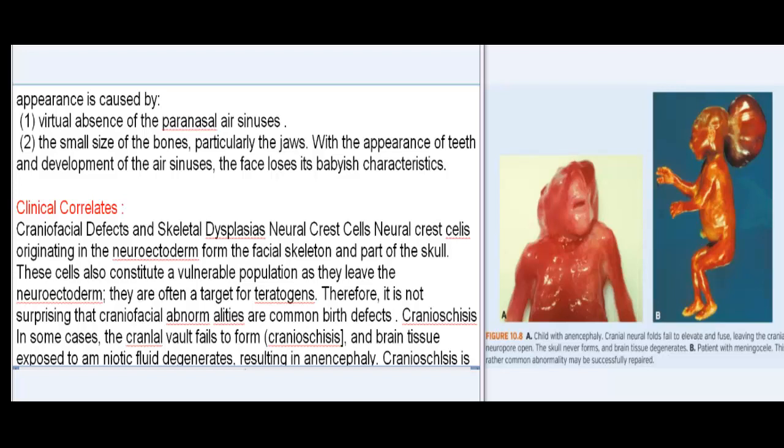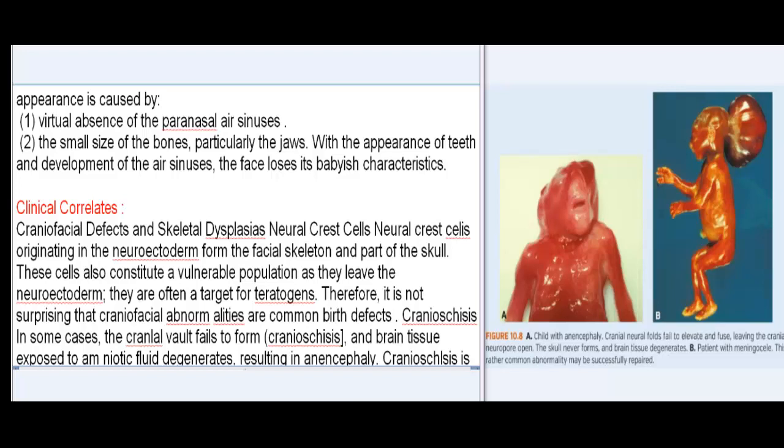Clinical correlates, craniofacial defects and skeletal dysplasias. Neural crest cells. Neural crest cells originating in the neuroectoderm form the facial skeleton and part of the skull. These cells also constitute a vulnerable population as they leave the neuroectoderm. They are often a target for teratogens. Therefore, it is not surprising that craniofacial abnormalities are common birth defects.